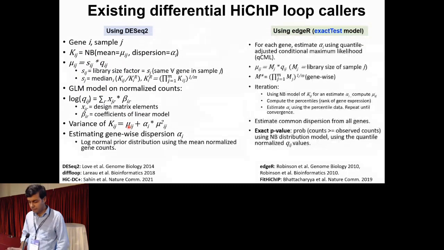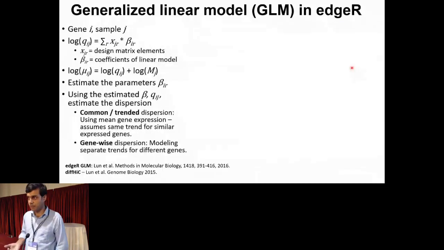Whereas in edgeR, it's a similar formulation, the only thing is that these dispersion estimates are modeled by an iterative approach using the percentile or rank of gene expression. And subsequently, an exact p-value is computed using the observed counts and the count distribution. That's why it's called the exact test model. Now, edgeR also has a generalized linear model that's implemented. But none of the differential HiChIP loop callers so far use that technique.